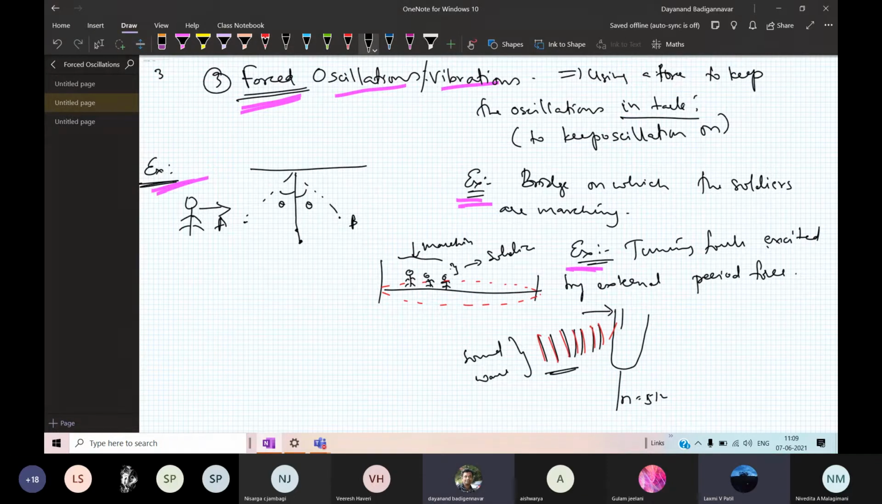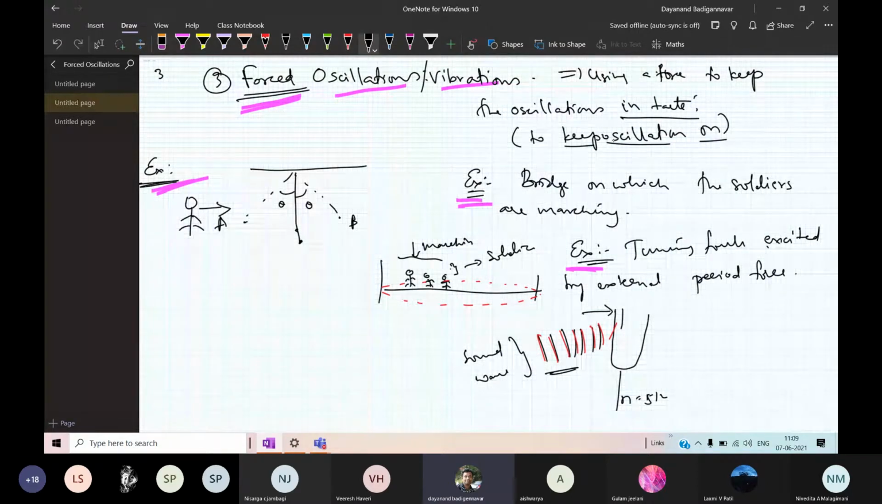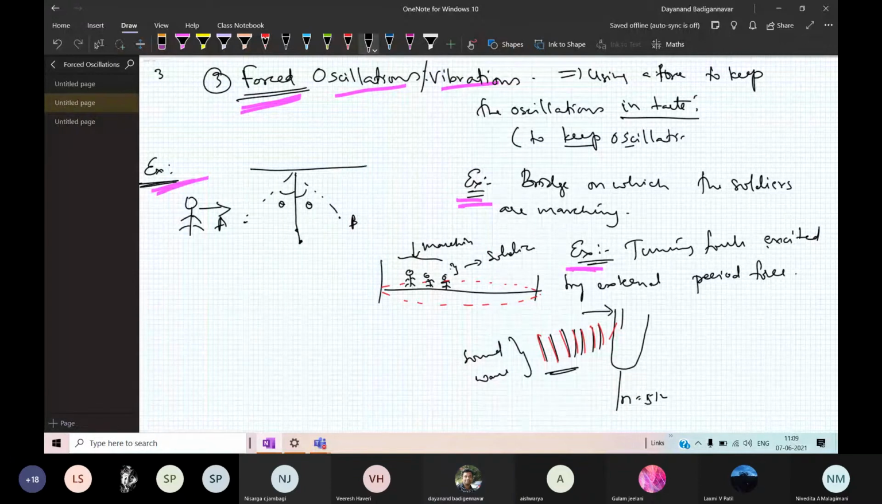Oscillation intact, tact. Intact means oscillations are keeping. To keep oscillations on, oscillations on means continuous. Okay, got it? To keep oscillations going, oscillations should always be happening.